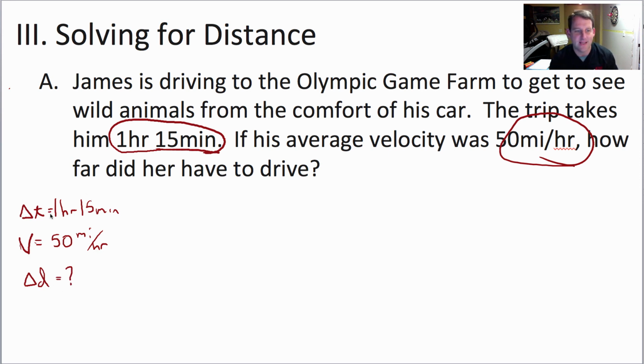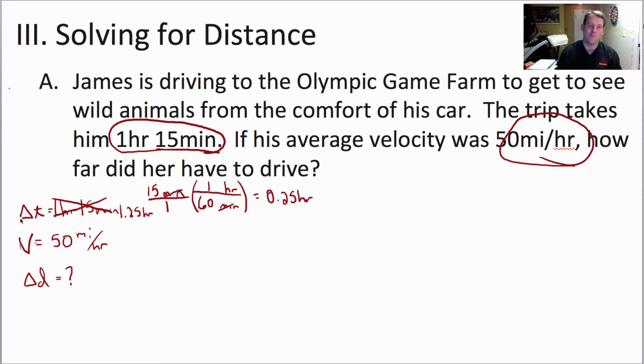Now first, we're going to need to take this hour and 15 minutes and convert it into just hours. So to do that, I'm going to take the 15 minutes and convert it into hours. Now minutes are on top here, so I know minutes are on bottom here, meaning hours must be on top. And I know that there are 60 minutes in 1 hour. So the minutes cancel, and that leaves me with 0.25 hours. So now instead of 1 hour and 15 minutes, I can say it's really 1.25 hours. All right, so now we're ready to get started.